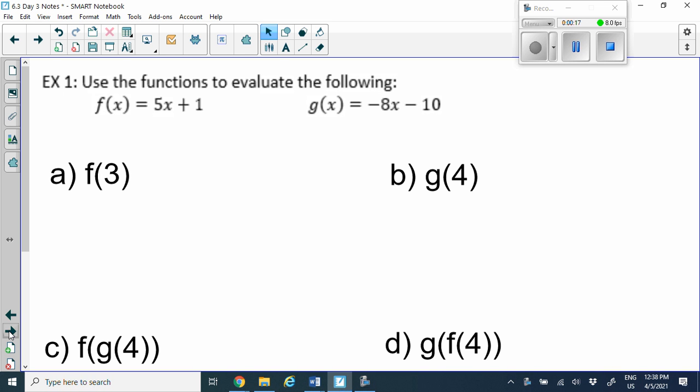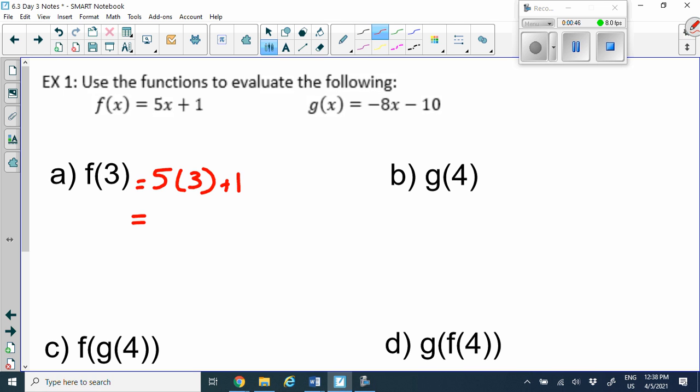Okay, so we have used the functions to evaluate the following. We have our f of x function, which is 5x plus 1, and our g of x function, which is negative 8x minus 10. So let's first do part A. We have f of 3, okay? So anytime we are evaluating just a function, when they give us the x, we plug it into our function. So we're going to have the 5x plus 1. So I plug 3 for every place I see x. And then I evaluate. So I do 15 plus 1, which gives me 16. And so there's my final answer.